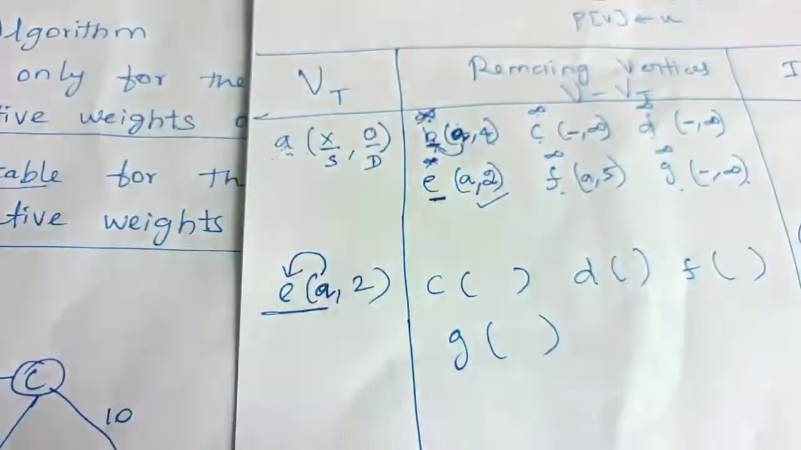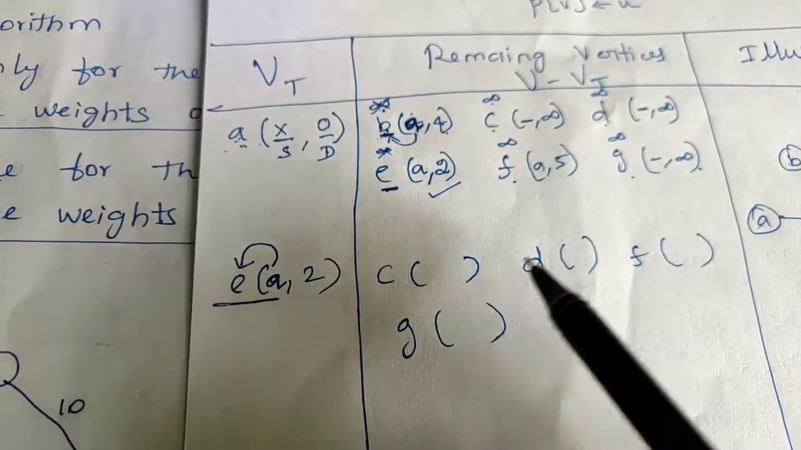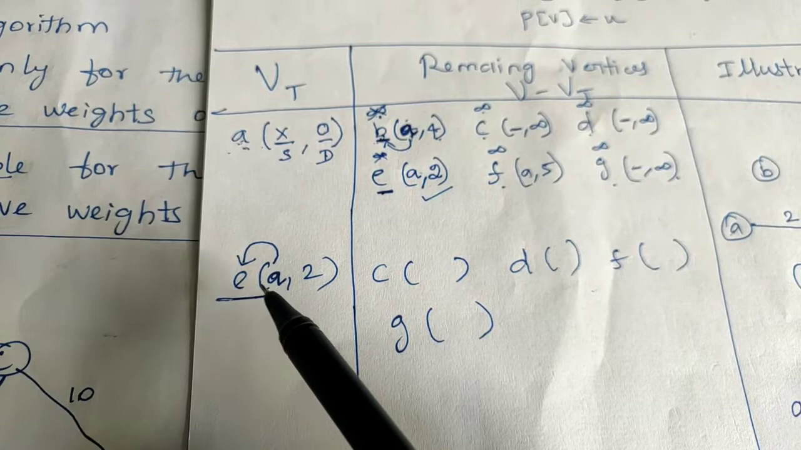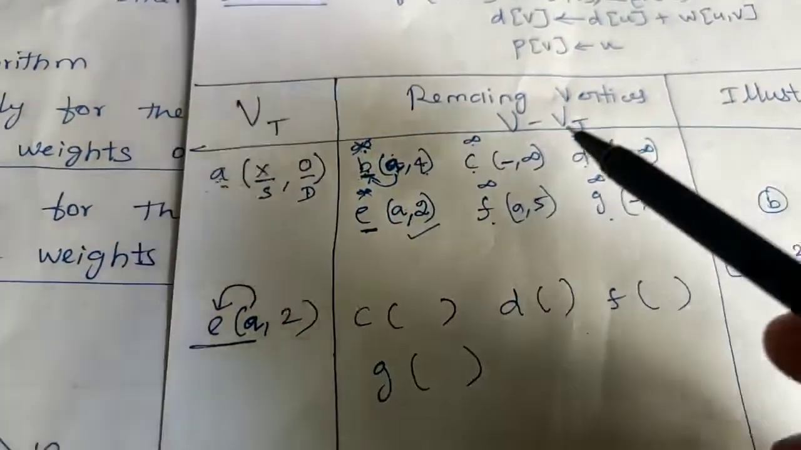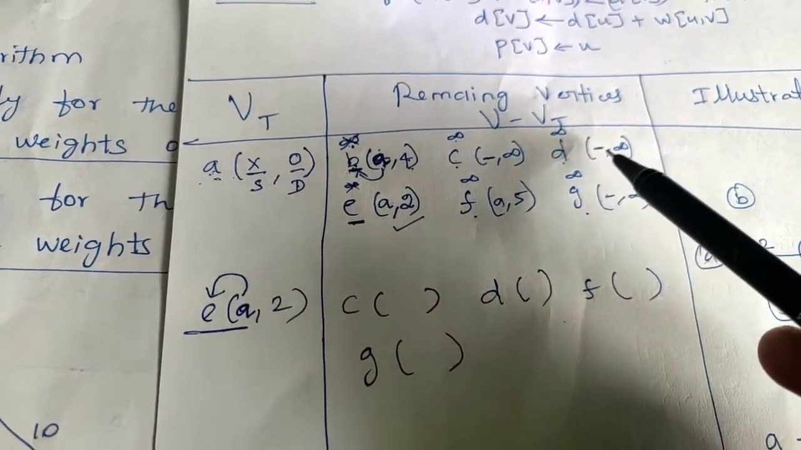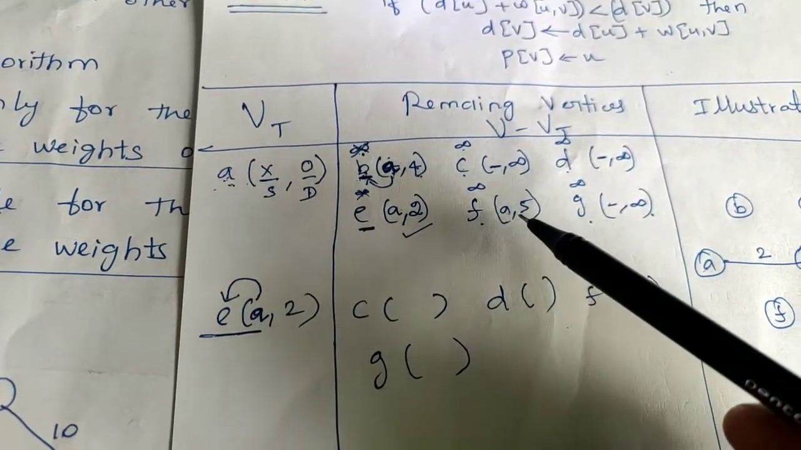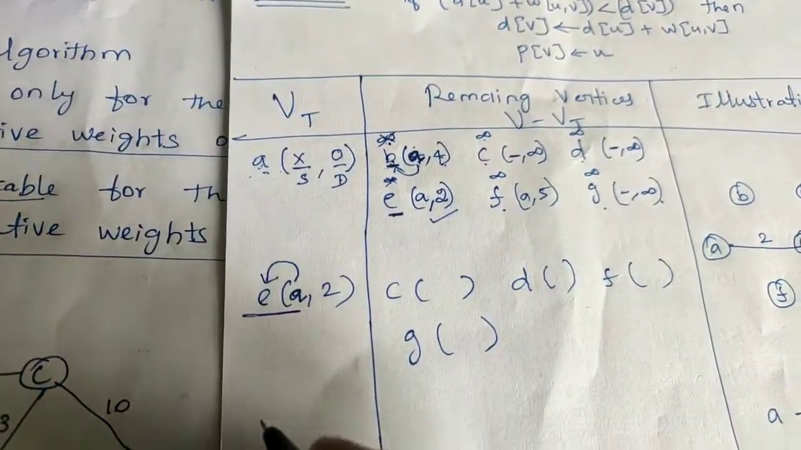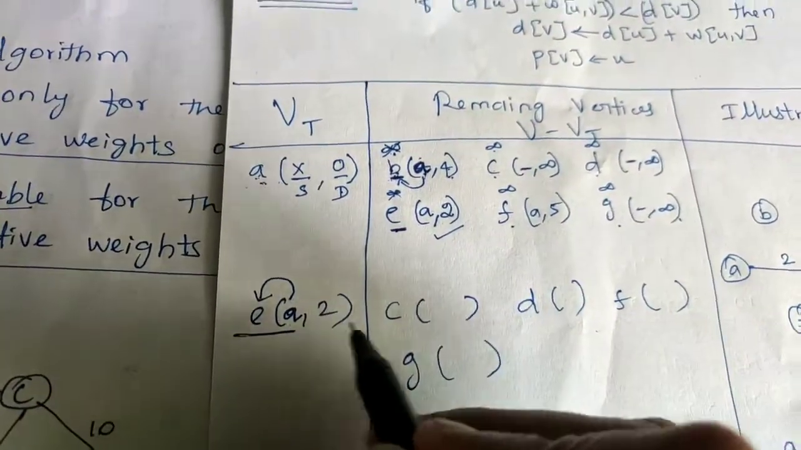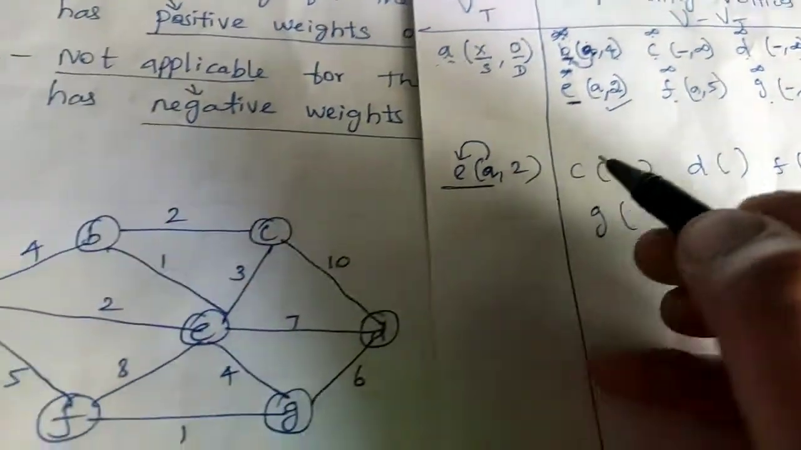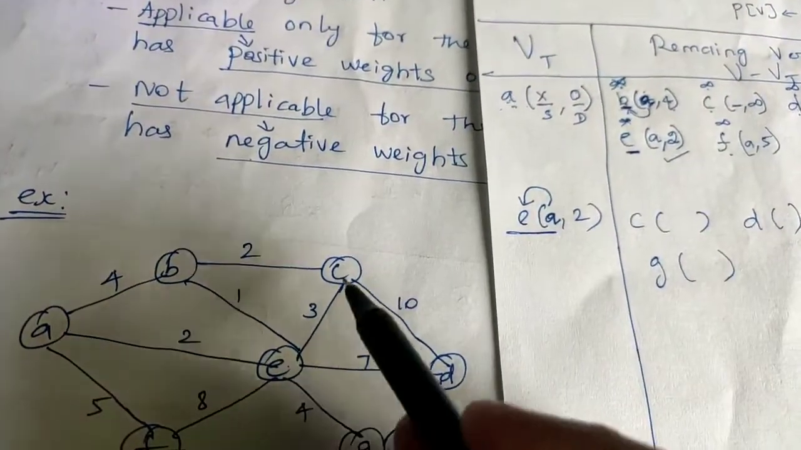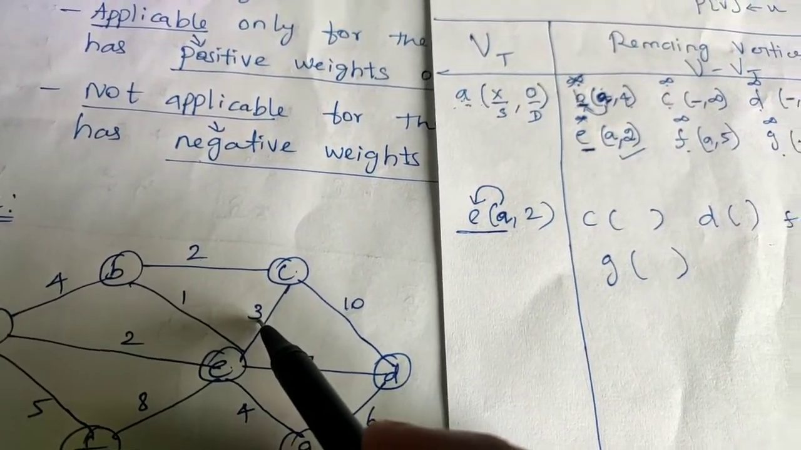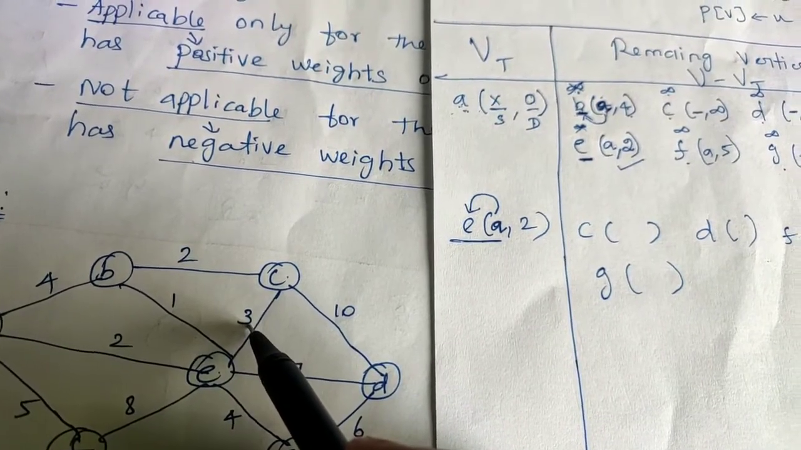Now, try to visit all these vertices from the current tree vertex. Now, C has not been visited from anywhere. D also not yet been visited. F has been visited already from A. G has to be visited now. Now, E to C, I am just trying to visit. Let us see E to C. I have a direct path with a weight 3.